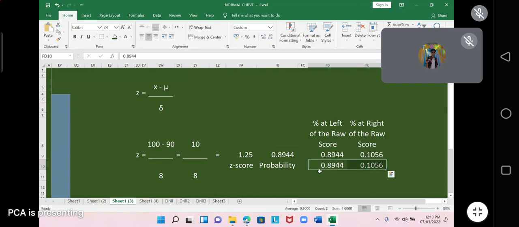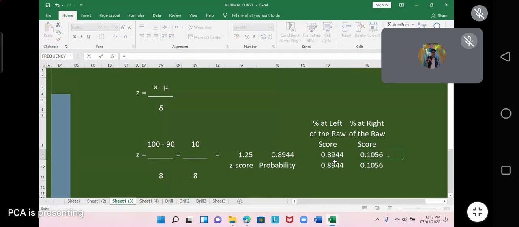And then this one, of course, it's 1 minus, no? It's not 0.8944 minus 1, no? There's a big difference. Hello, you. It's not, no? It's a different thing, no? Okay, you see the difference of the two. Okay? It should always be 1 minus, so you can get the right side, no?